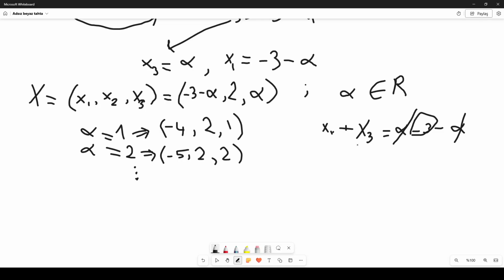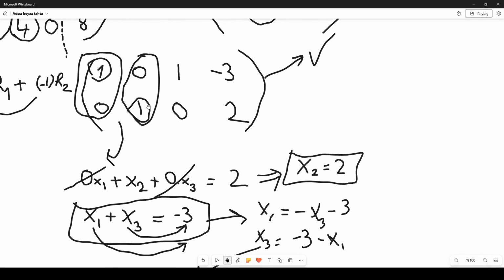So as long as the sum of x1 and x3 is equal to minus 3, all the possible pairs of x1 and x3, which is an infinite number, satisfy this equation. So just take an arbitrary value of alpha and see that it really satisfies the equations. And to convince yourself, just plug one of these values into this equation and see that it is satisfied.